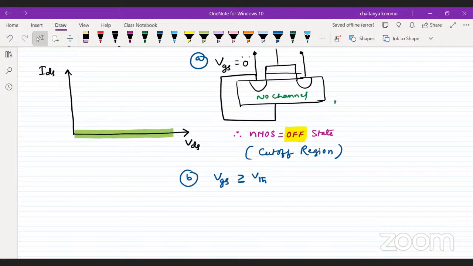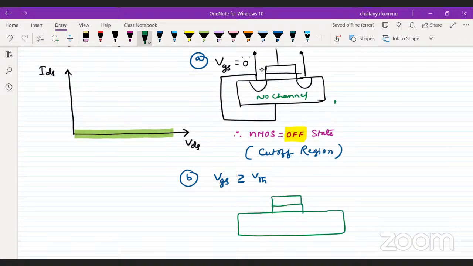Right? If that is the case, without applying the VDS value, because the channel is formed only by VGS, can we find the current flowing through that device? That's the question I can ask you. The question is very clear. I have a gate oxide, a metal, and a source and drain. I apply a potential difference between gate and source which is greater than the threshold voltage, but I didn't apply any potential difference for VDS.